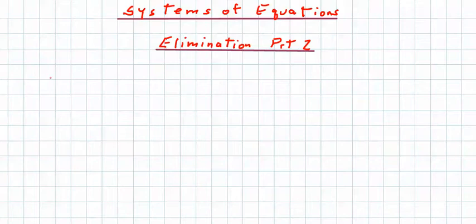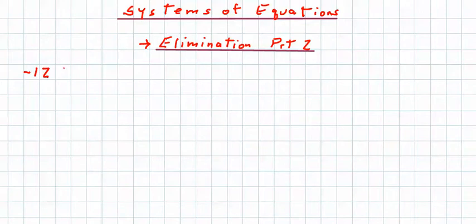All right, if we look at what we did yesterday, we added two equations together to eliminate a variable. That's why it's called elimination. We eliminated a variable. So let's look at this equation.